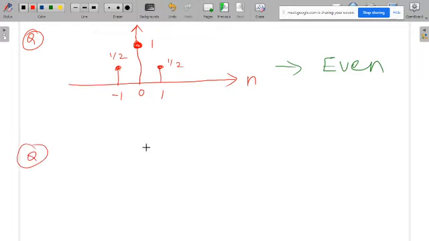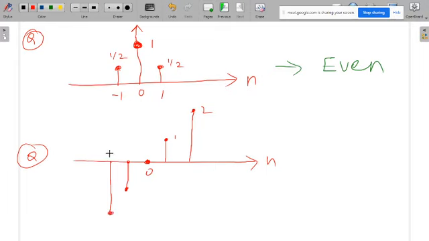Okay, next question. The signal, again, is also a discrete signal. At n is equal to 0, the value is 0. At n is equal to 1, I have some value, say for example 1, and at 2, the value is 2. At n is equal to minus 1, I have minus 1. At n is equal to minus 2, I have minus 2. Now what about the nature of the signal? Is it even or odd? Odd. This is an odd signal.